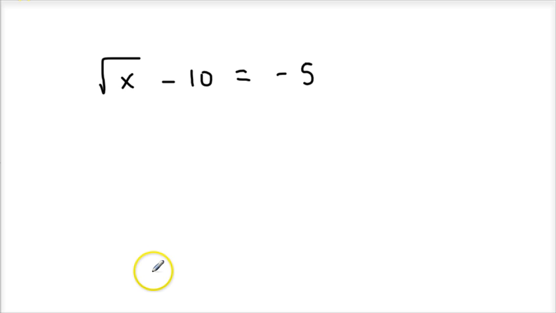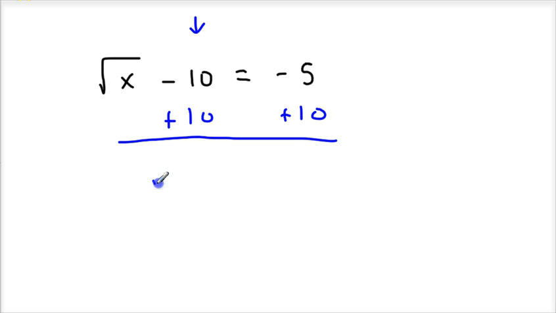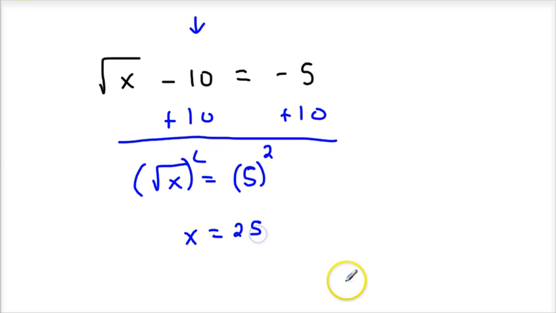What if I have the square root of x minus 10 equals negative 5? All right, there's no coefficient in front of the radical, but there is a minus 10 on the left side of the equation that I do not want there. How do I get that minus 10 on the other side? Add 10 to both sides. So here I have the square root of x equals negative 5 plus 10, 5. And right back to my original, square root of x equals 5. Square both sides. X equals 25.